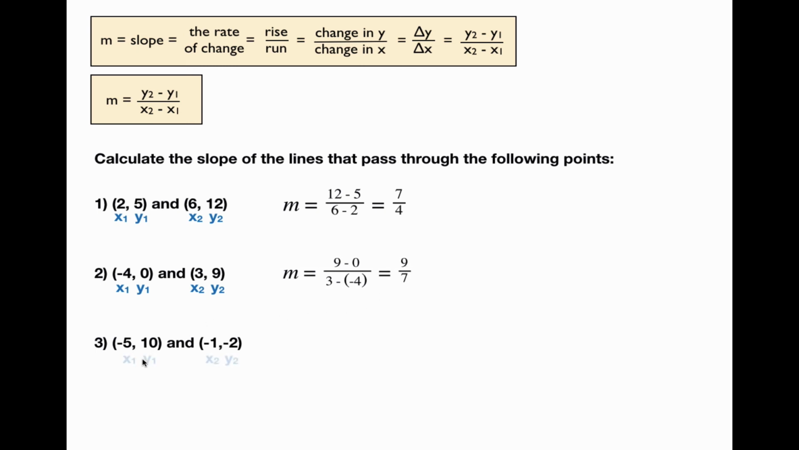And for number 3, we've got x1, y1, x2, y2. Plugging the values into the formula, we get negative 2 minus 10, and negative 1 minus negative 5. Now writing that down, it looks like this: negative 2 minus 10, negative 2 and negative 10 make negative 12, and negative 1 minus negative 5 is really negative 1 plus 5, which is positive 4. And negative 12 over positive 4 reduces to negative 3 over 1, or just negative 3.